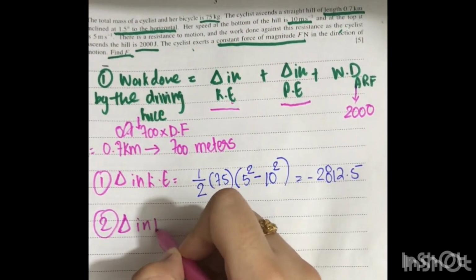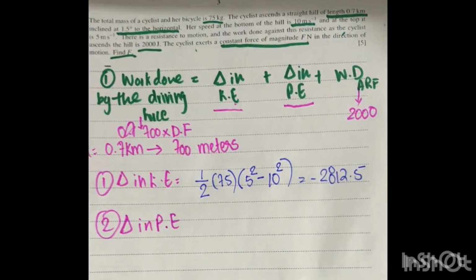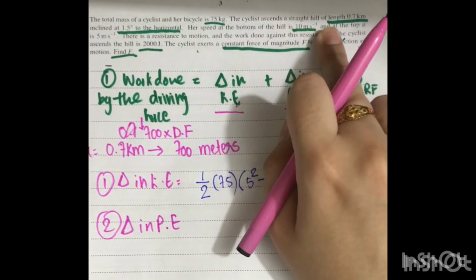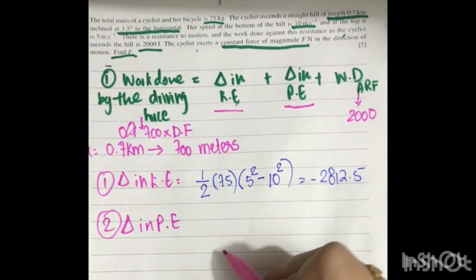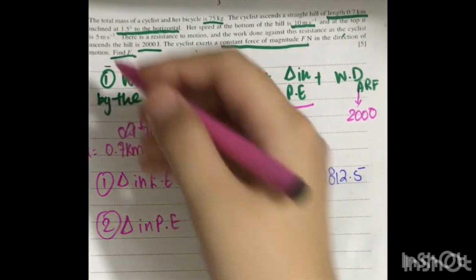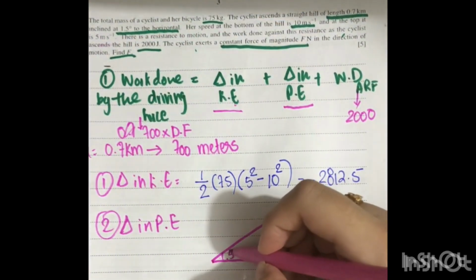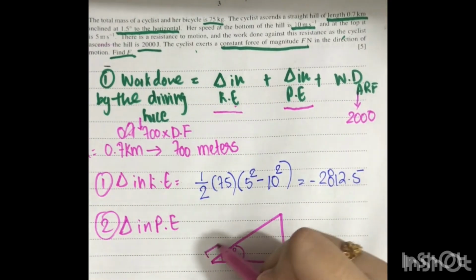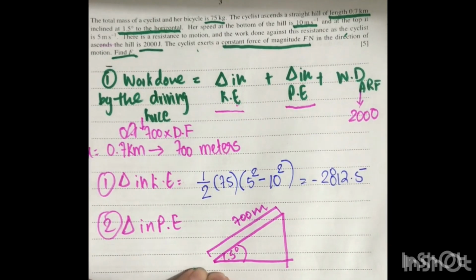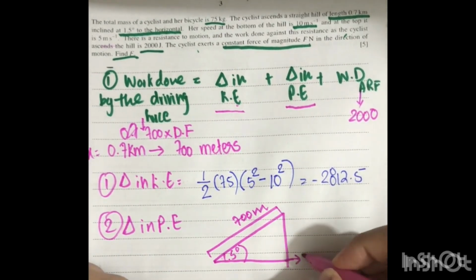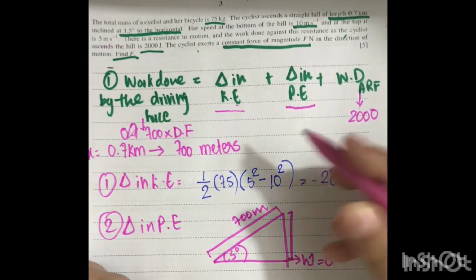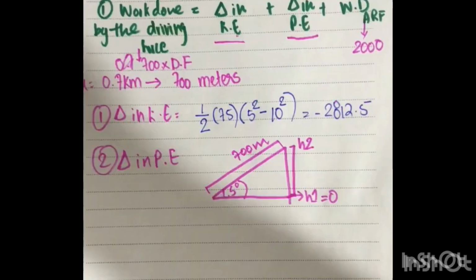For this we will need to use trigonometry. So let's assume the cyclist ascends a straight hill of length 0.7 kilometers. Let's assume this is the hill, and it is inclined at 1.5 degrees. So this is 700 meters, and it starts from the bottom of the hill. This means that this is height 1, which is 0. So this whole side must be equal to the second height.